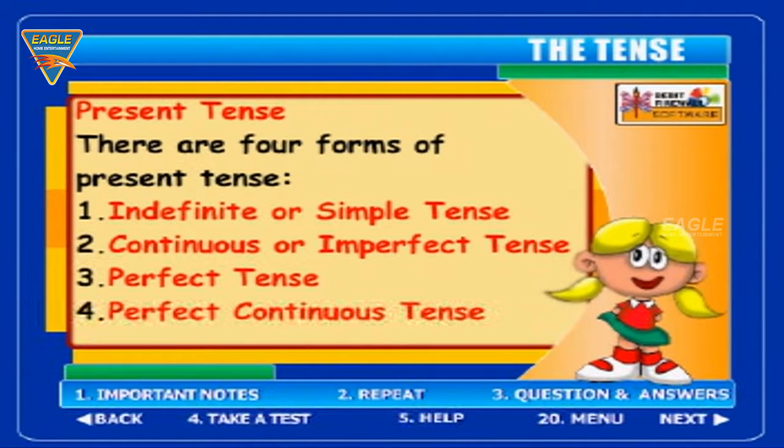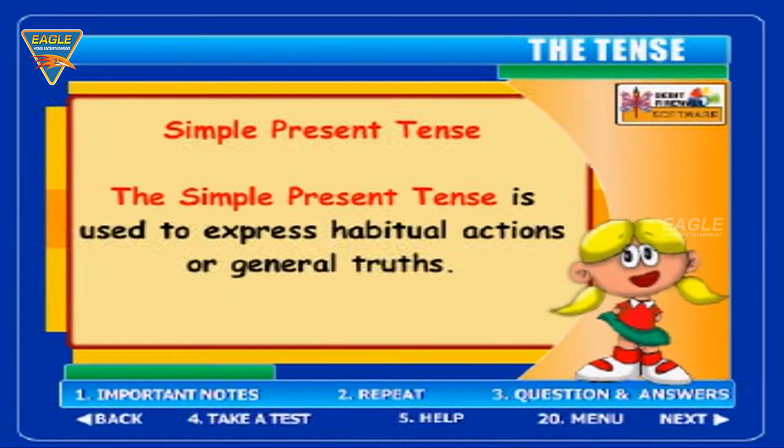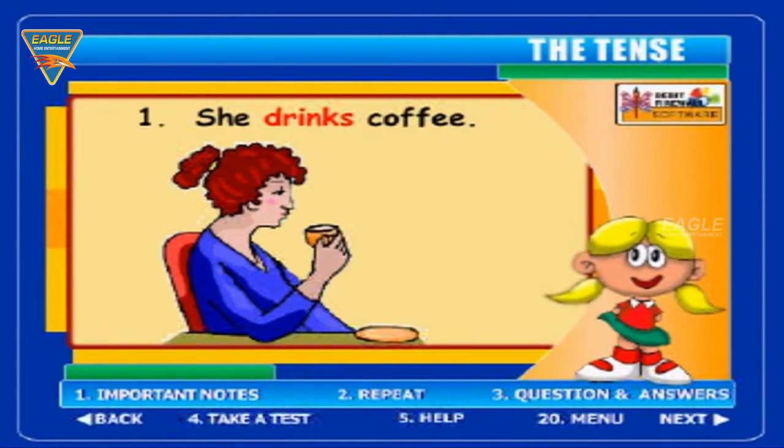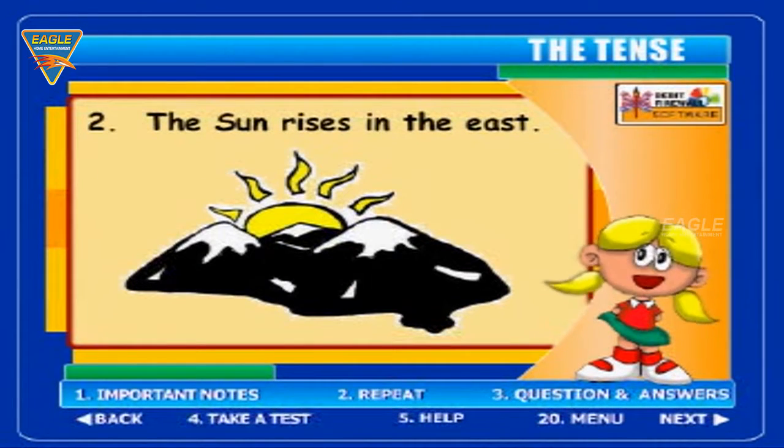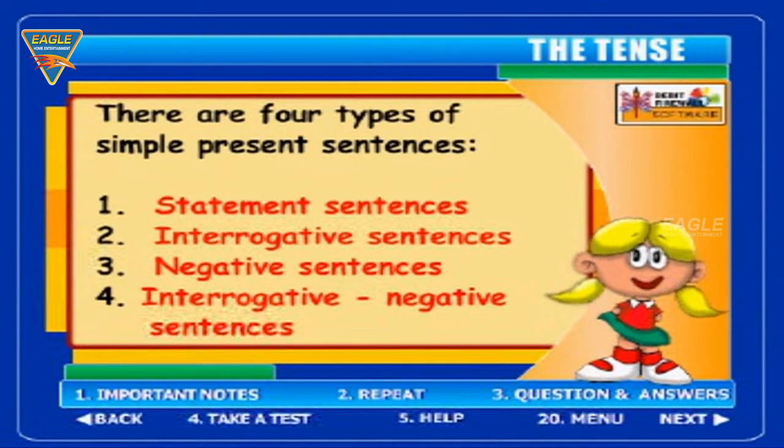Present tense. There are four forms of present tense: indefinite or simple tense, continuous or imperfect tense, perfect tense, perfect continuous tense. Simple present tense. The simple present tense is used to express habitual action or general truths. Examples, she drinks coffee. The sun rises in the east. There are four types of simple present tenses: statement sentences, interrogative sentences, negative sentences, interrogative negative sentences.